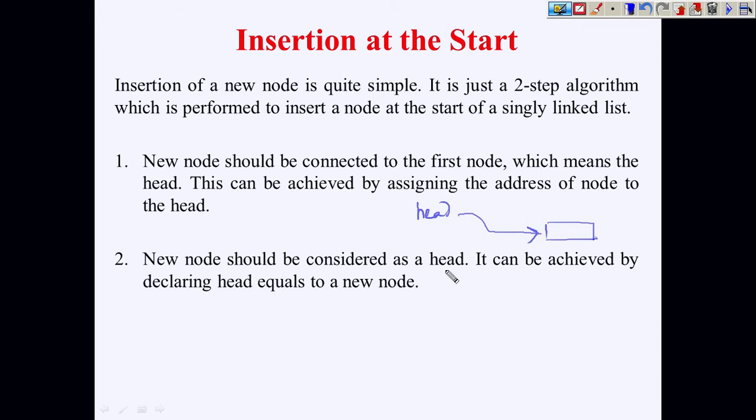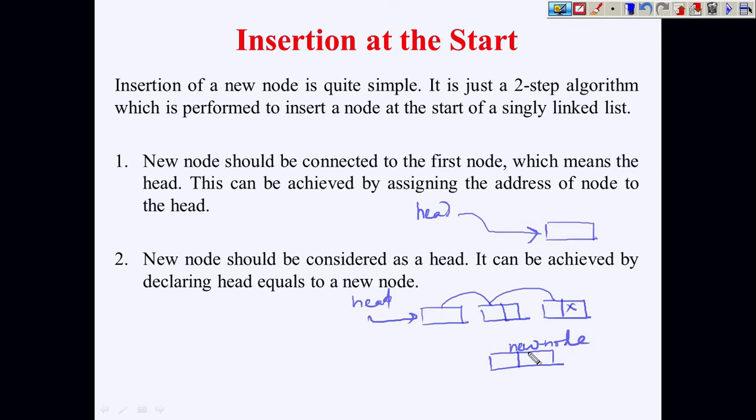The new node should be considered as head. It can be achieved by declaring head equals the new node. So if you already have a linked list, this is your linked list. This is the last node, this is the first node. Head points to this first node. And we have a new node, which we are calling the new node. If you want to insert this node at the beginning, it means you want this node to be pointed to by head, so head should point to this node, and then this node will become the head node.